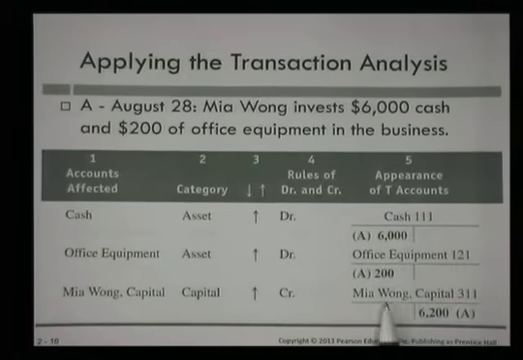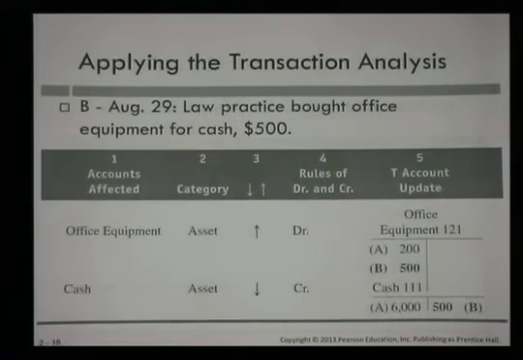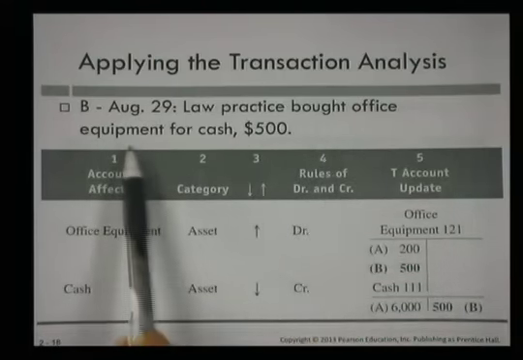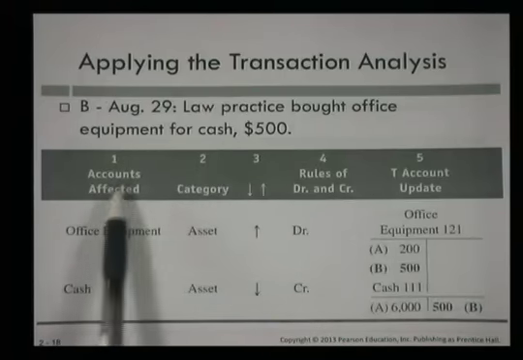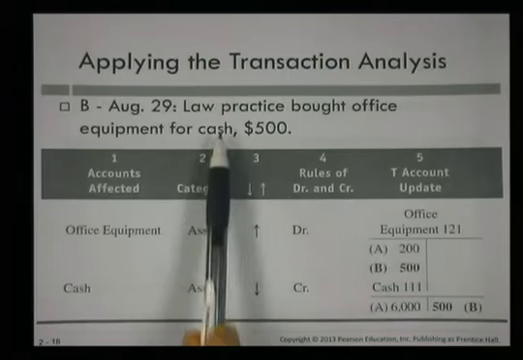Since there are 3 accounts here, this is called a compound entry. So every transaction has to have at least 2 accounts affected, but there are some that have more accounts affected. Let's look at transaction B and go through the 5 steps again. August 29th, the law practice bought office equipment for cash. Accounts affected. I see office equipment and I see cash.